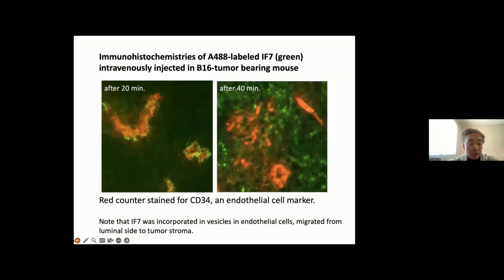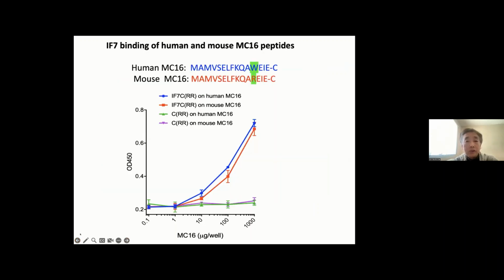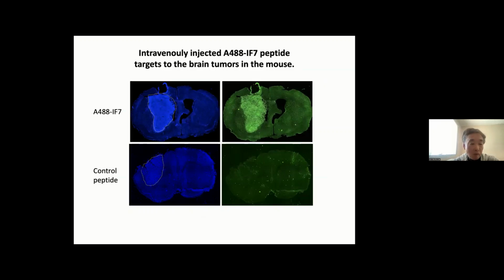This is an in vitro IF7 and MC16 binding assay. Human MC16 and mouse MC16 differ by only one amino acid. And as you notice, human MC16 is a slightly stronger binder than mouse MC16. So that means the mouse data I have shown so far are relevant to the human tumor specimens.